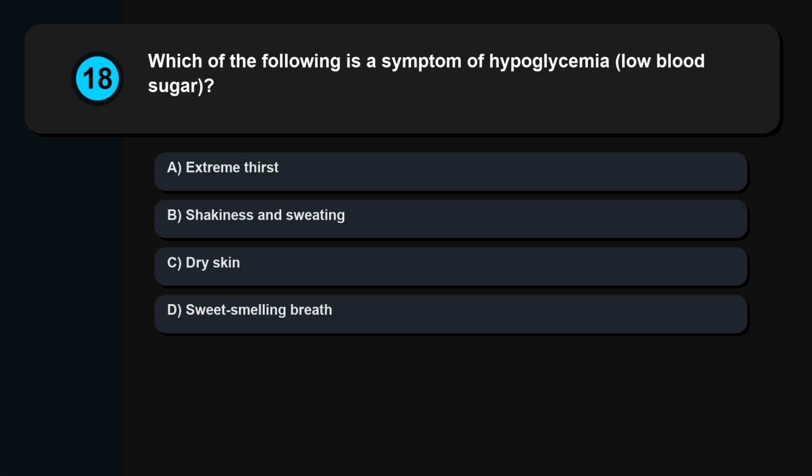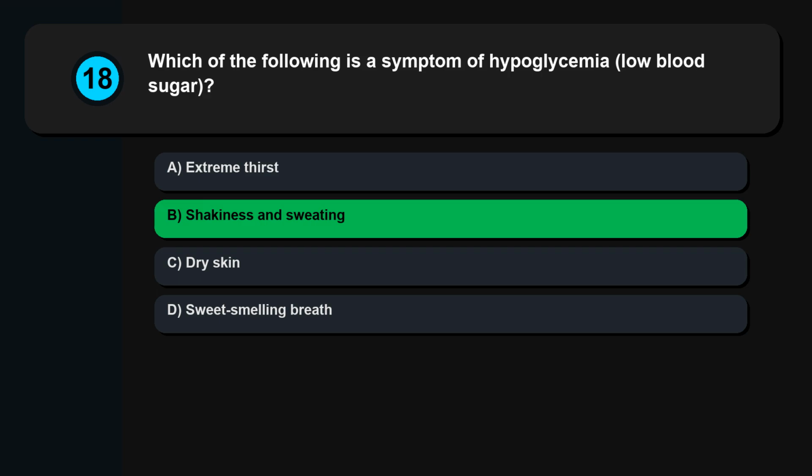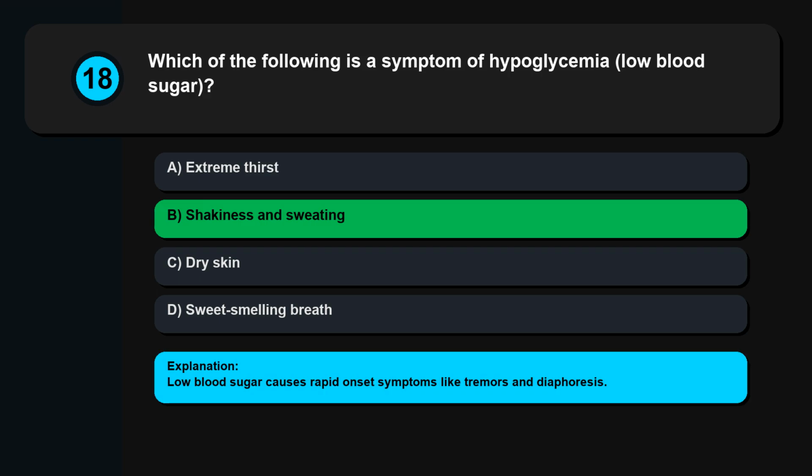Question 18. Which of the following is a symptom of hypoglycemia, low blood sugar: extreme thirst, shakiness and sweating, dry skin, sweet-smelling breath? Low blood sugar causes rapid onset symptoms like tremors and diaphoresis.